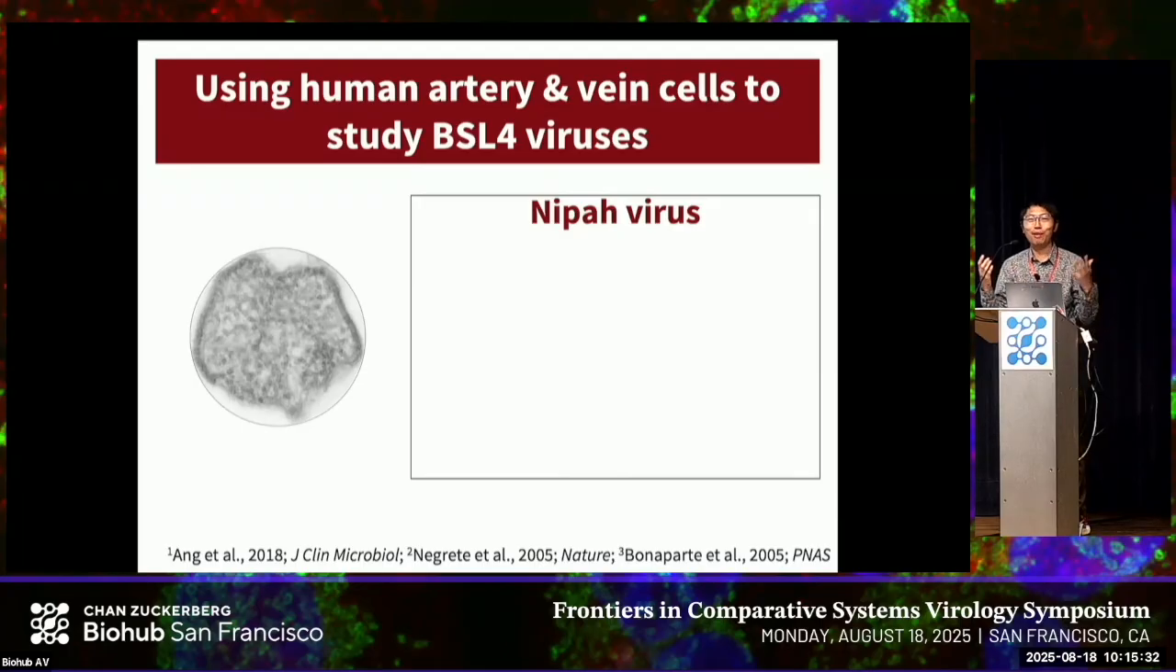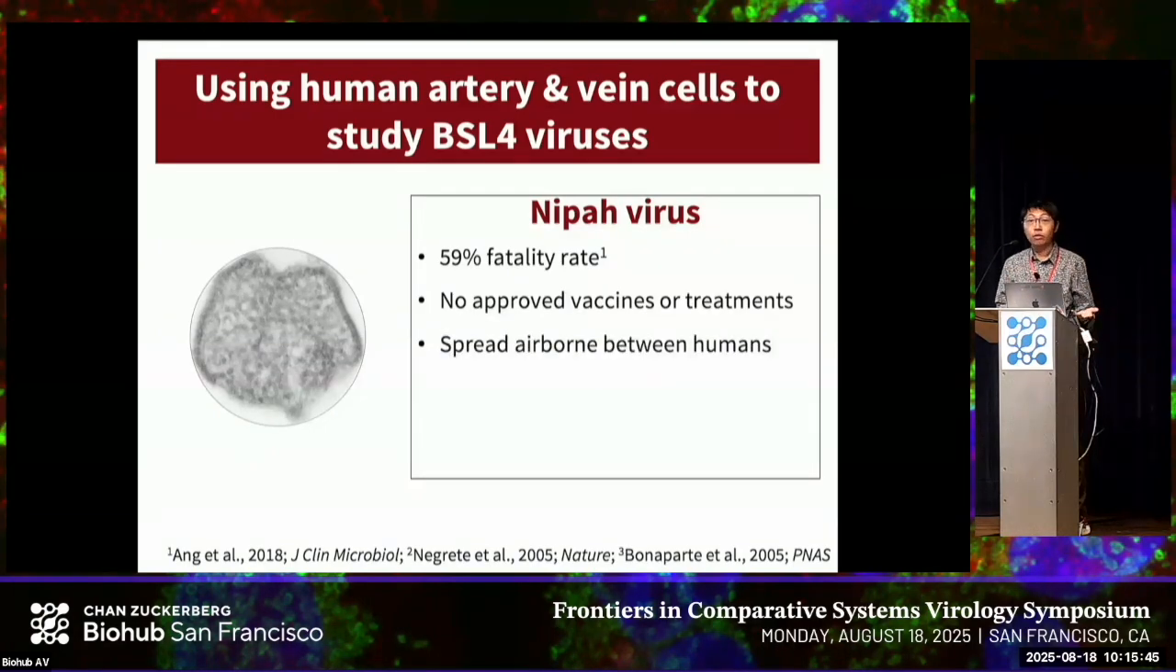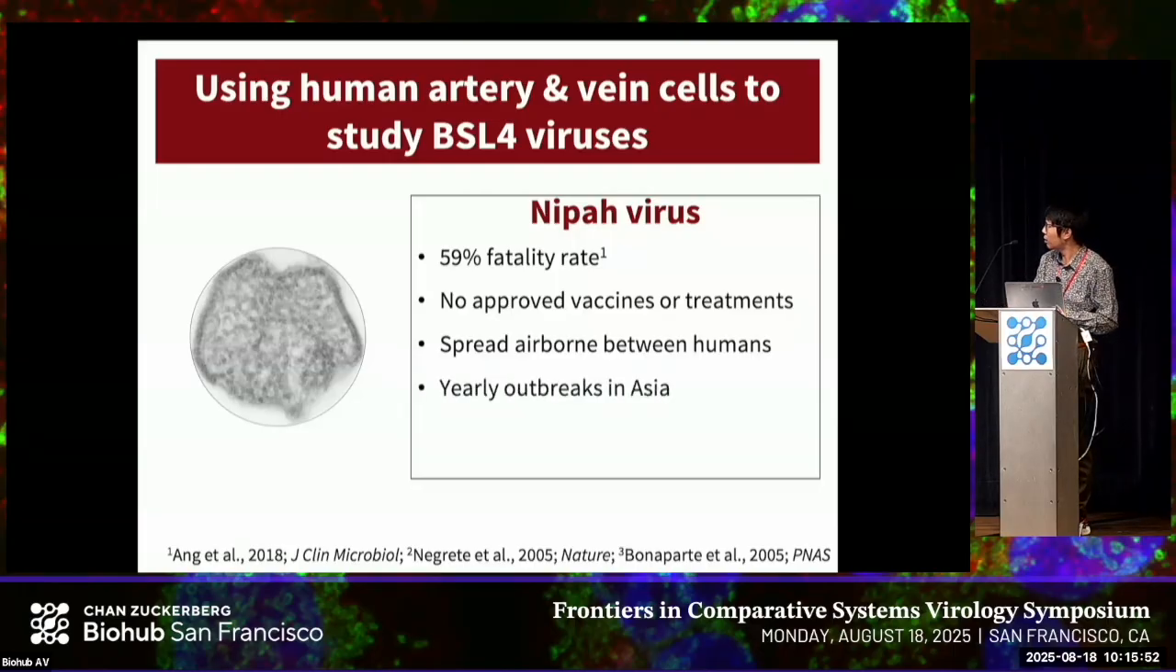Nipah virus is probably familiar to many of you, but when I speak to a general audience, I have to remind them that it has a 59% fatality rate, which is pretty shocking. There's currently no FDA-approved treatments or vaccines. It's the only BSL-4 virus that's been shown epidemiologically to be spread airborne between humans. There's almost annual outbreaks in Asia.